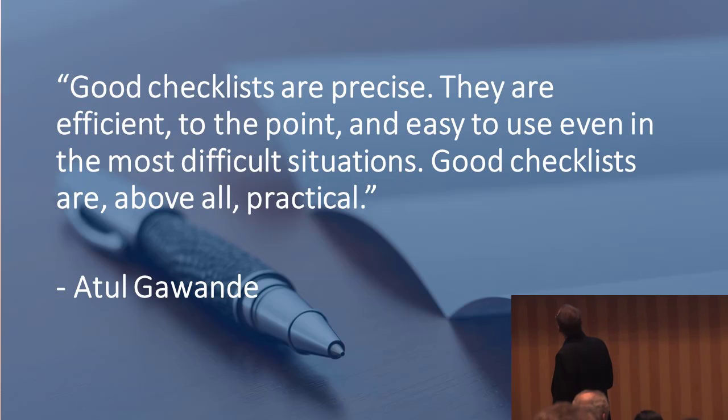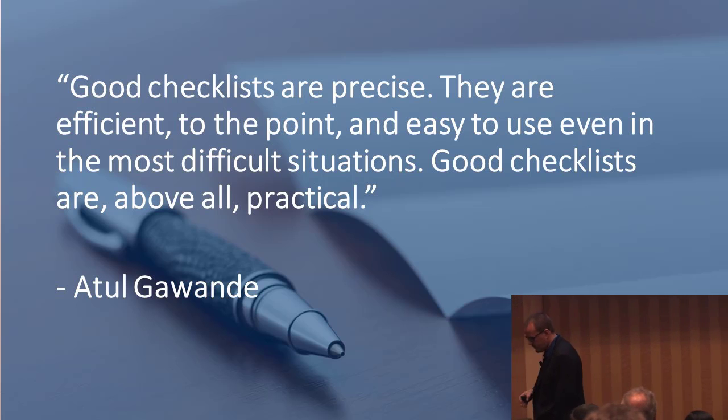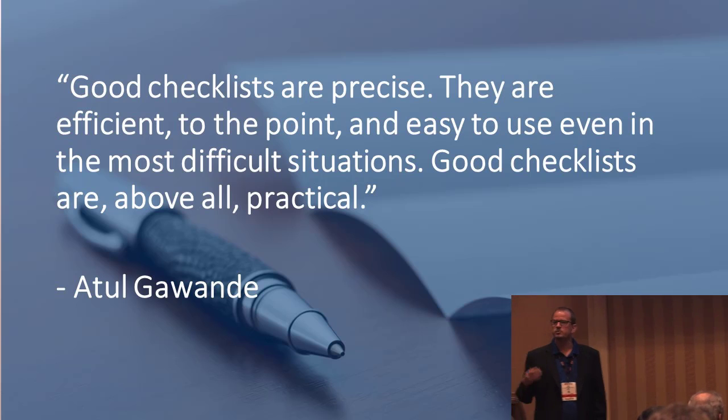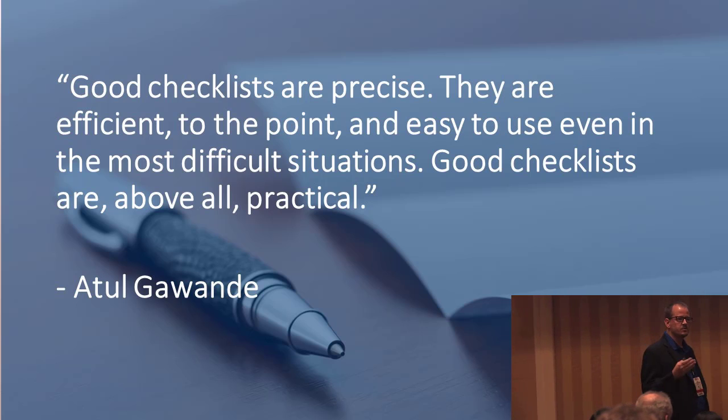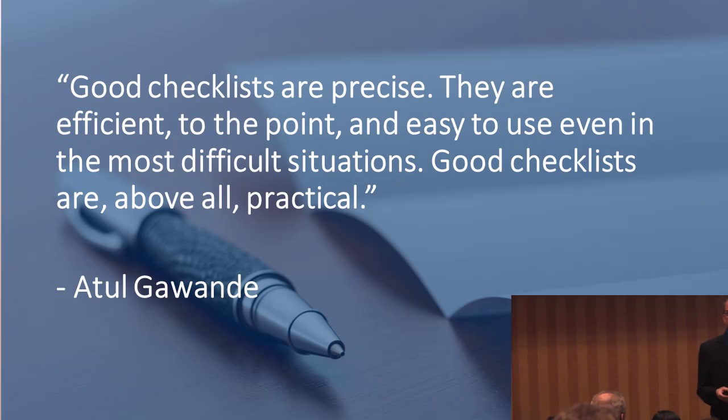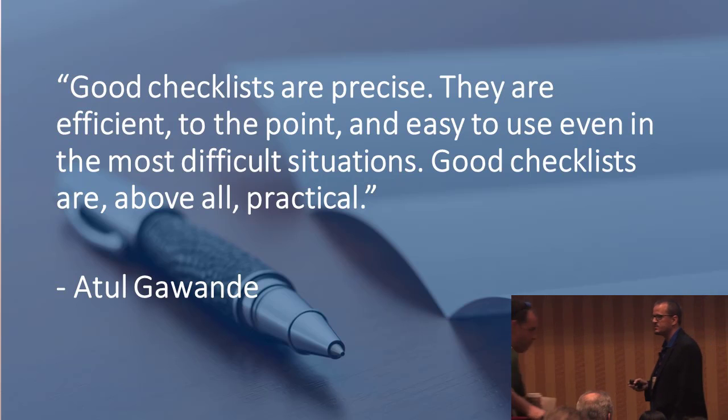Good checklists are supposed to be precise, efficient, to the point. They're supposed to help you do your job. And they are not supposed to be 700 items long. They're supposed to be the important, critical things, and they should only do what's absolutely necessary.